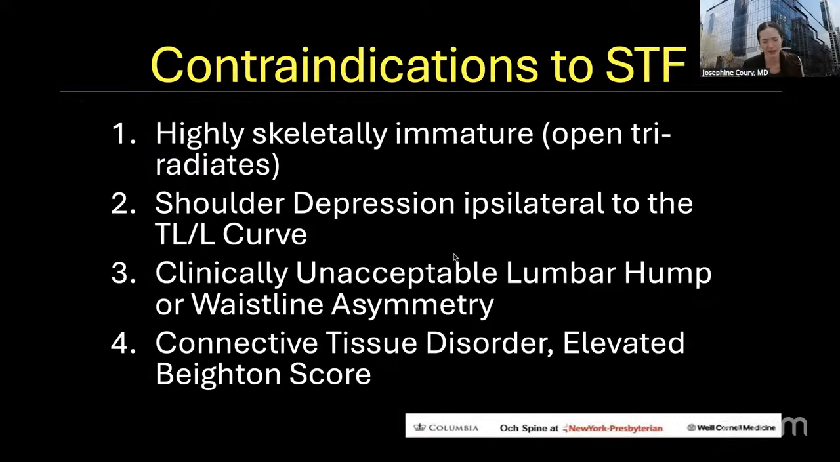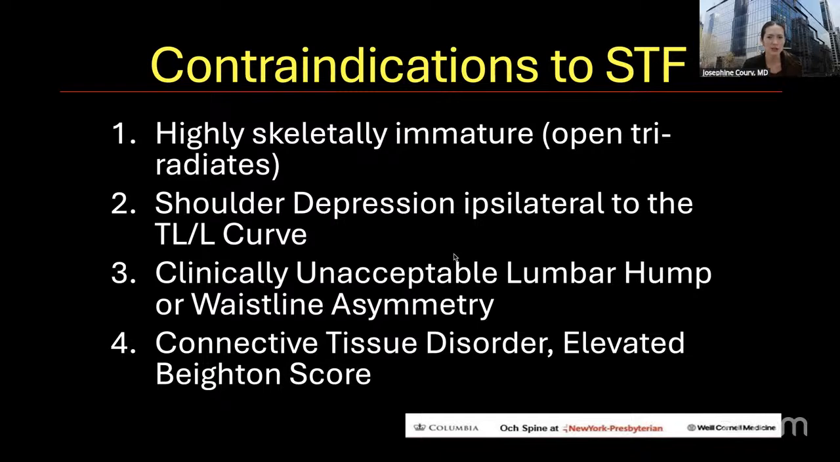Before I go on and talk about our case, I also think it's really important to note the contraindications to doing a selective thoracic fusion. The first one, which is a mistake that I think we see too frequently sometimes, is in highly skeletally immature patients. If a patient has open triradiate cartilage, a low Sanders, Risser 2, they should not be a candidate for a selective thoracic fusion as they have high risk for distal adding on. Another thing for surgical technique is that if the shoulder depression is ipsilateral to the thoracolumbar curve, sometimes a selective thoracic fusion can actually exacerbate that deformity.